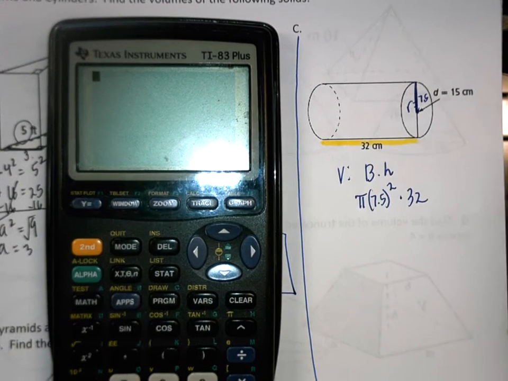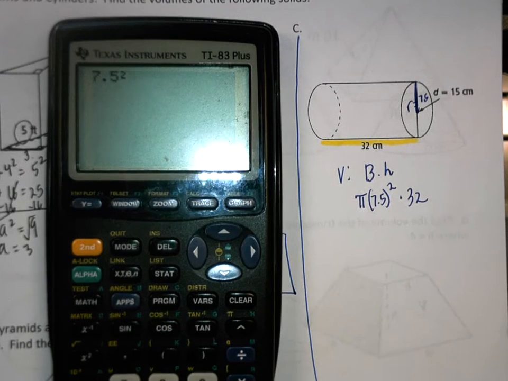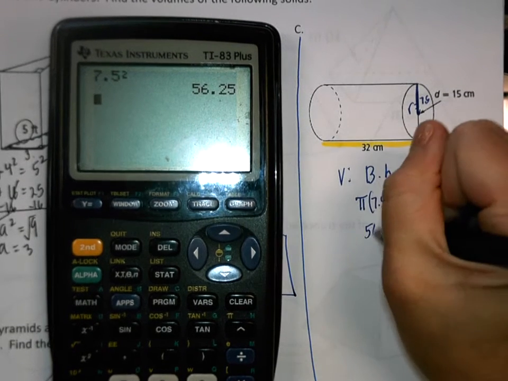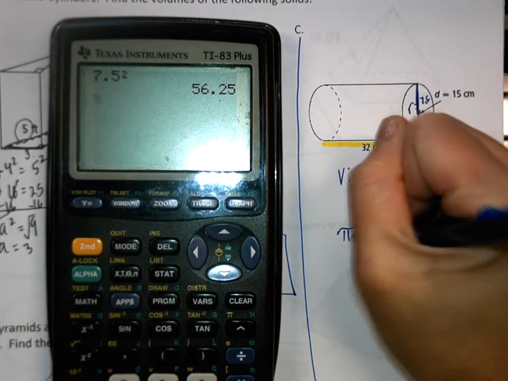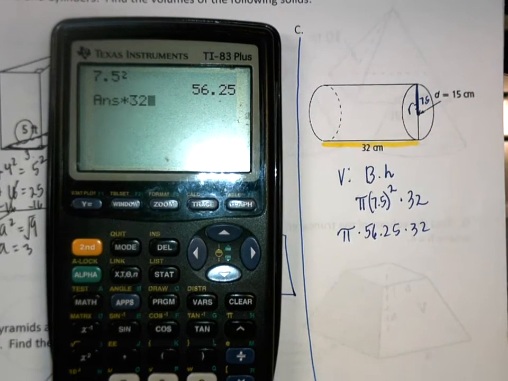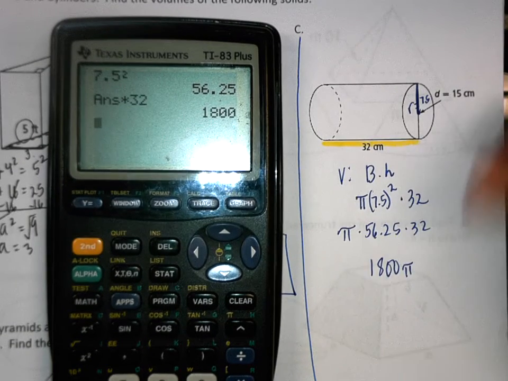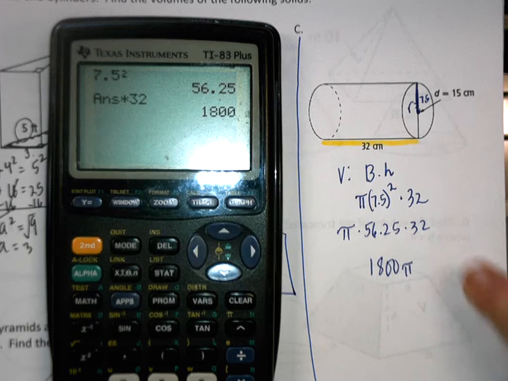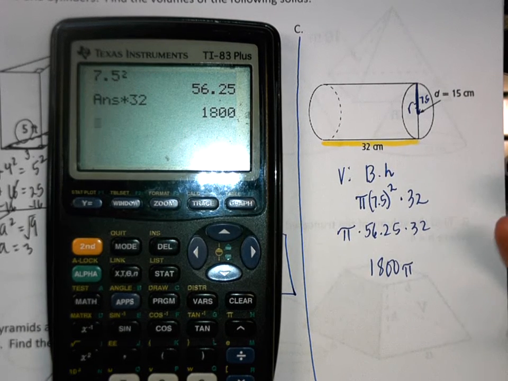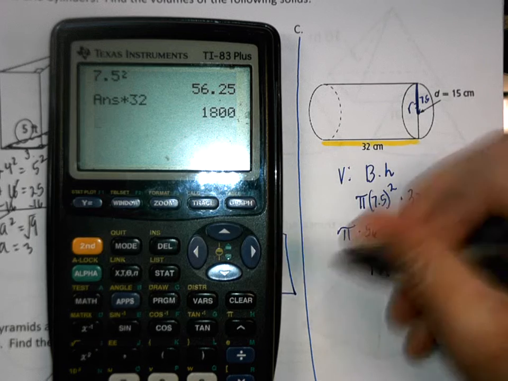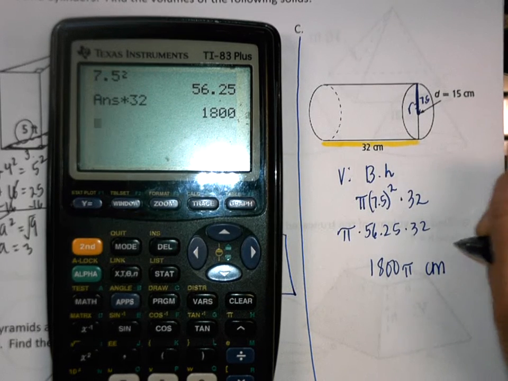So again, in my calculator, I'm going to put 7.5 squared. Very good. We have 56.25 times 32, which makes 1,800. And don't forget that this has a pi in it. You don't have to multiply pi out. If you want to, you can. It's up to you. I'm going to leave it with pi. And then this is still going to be centimeters what? Cubed.